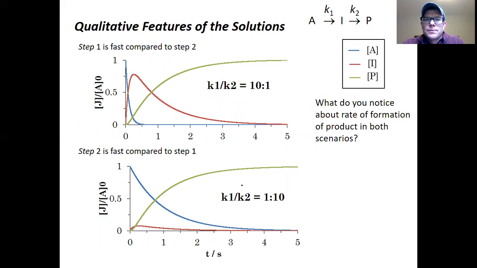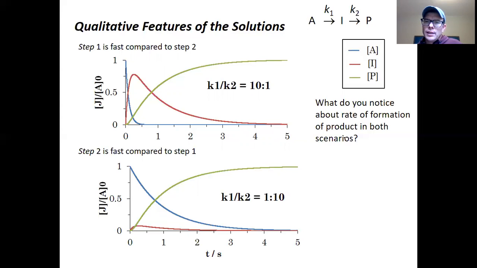Here are two different scenarios. In the first scenario, I'm imagining that step one is fast compared to step two. If you solve those rate expressions, here's what you get. Step one is fast, so A, the reactant, quickly reacts and forms an intermediate, and then this forms the product. In the second scenario, step two is the fast one. So A slowly decreases in concentration. It forms the intermediate, which very quickly forms the product.